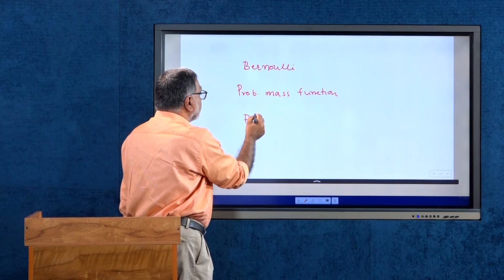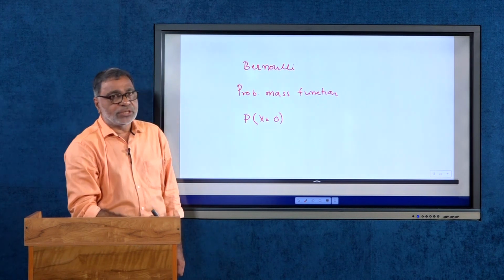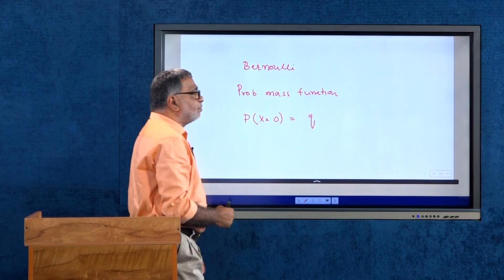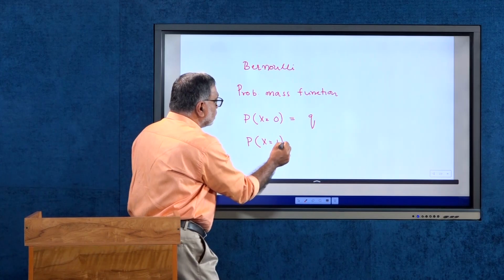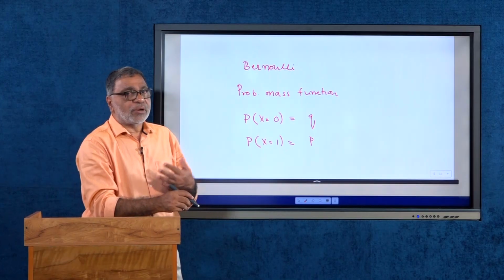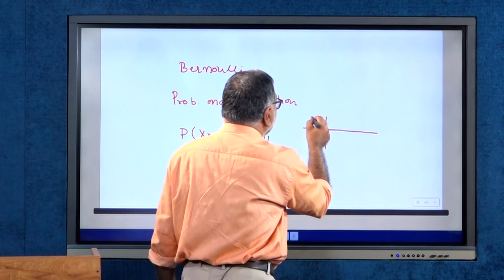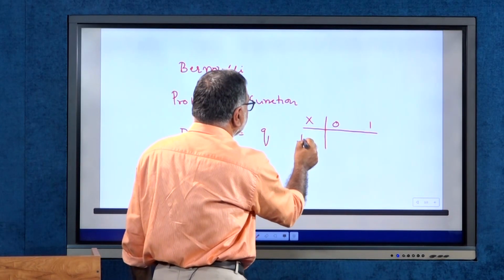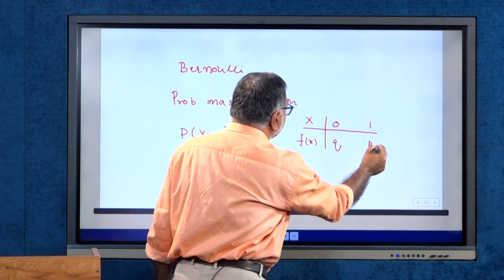Already given that the random variable has the values 0 and 1, so probability of x equal to 0, that means probability of getting failure, is denoted by q, and probability of x equal to 1, that is probability of getting success, is p. This is our probability mass function. If we make that in a table form, x has the values 0, 1 and f of x is equal to q and p.